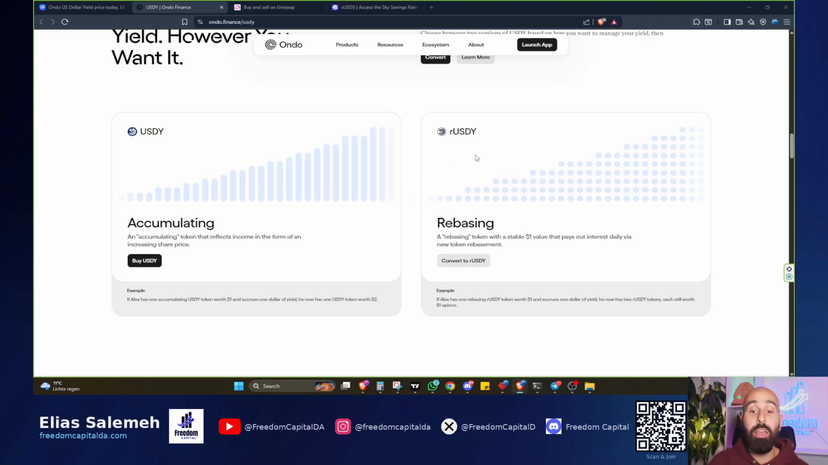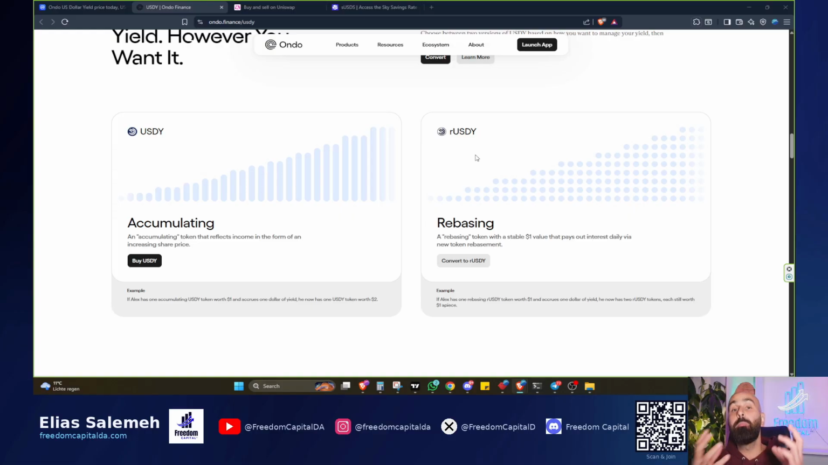While the rUSDY is pegged to $1 all the time. The yield, you get it in the form of extra tokens. So if you start with, let's say, 100 tokens at the beginning of the year, at the end of the year you will end up with 103.55 rUSDY in your wallet. While if you hold USDY, then the amount will be 103.55 rather than 103 tokens.